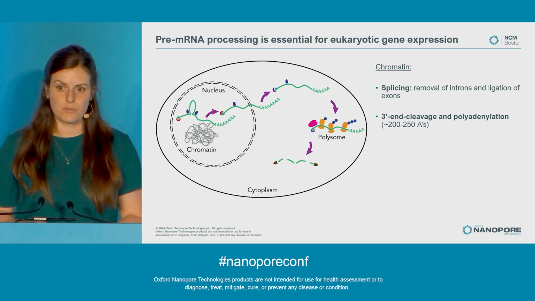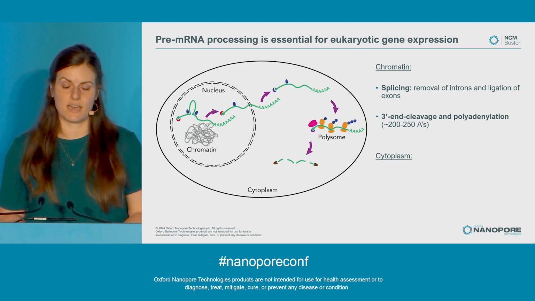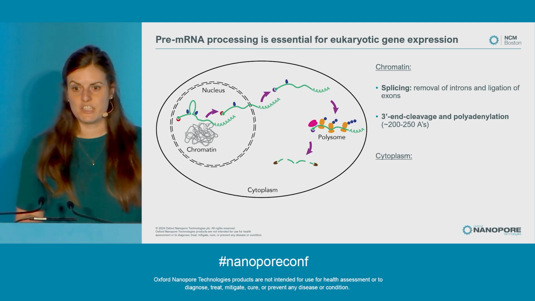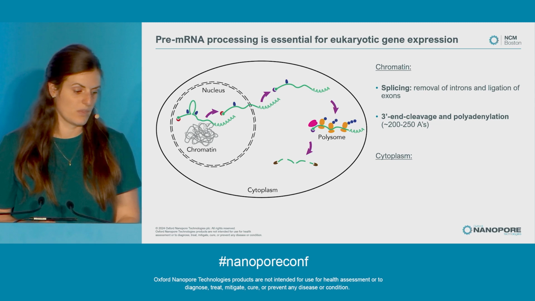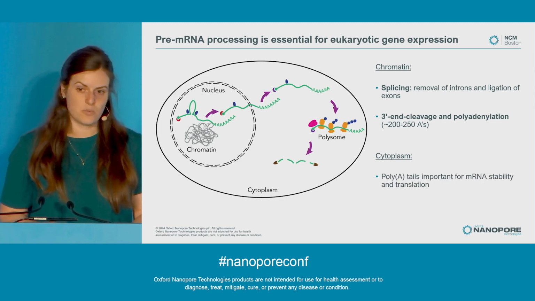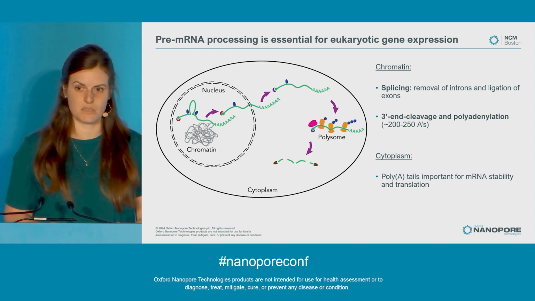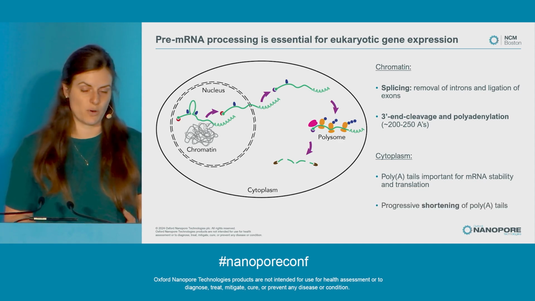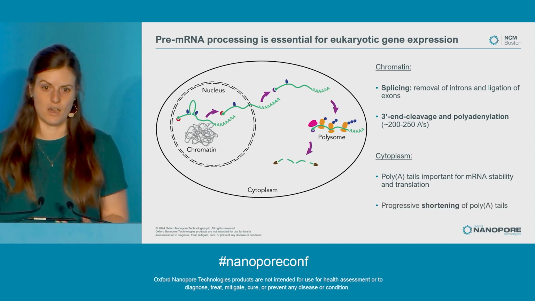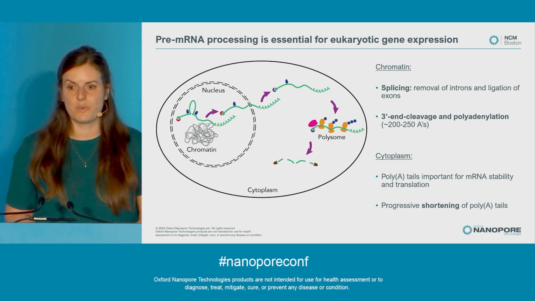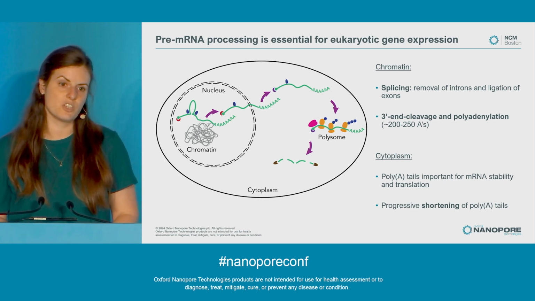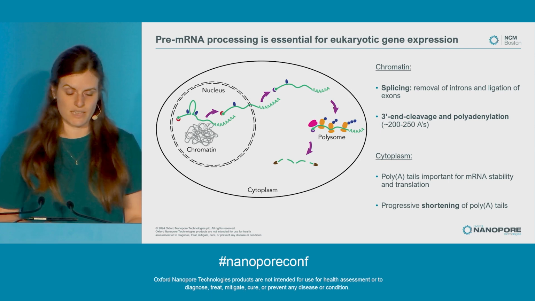Once they're released from chromatin, RNAs are exported to the cytoplasm, where they'll undergo translation and eventually get degraded. We know very well that in the cytoplasm, poly-A tails are really important for translation as well as mRNA stability, and they get progressively shortened throughout their lifetime in the cytoplasm. However, we know comparatively very little about the function and regulation of nascent poly-A tails.